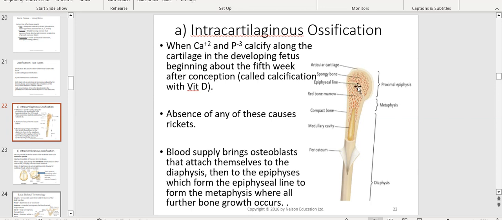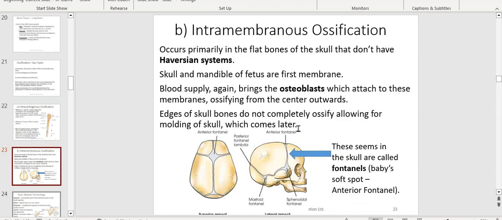You see that one right in there? That's what you're talking about right there. The epiphyseal line forms the metaphysis, where all further bone growth occurs. So bones grow here and expand from here, therefore expanding the length of the diaphysis as this moves out. So intercartilaginous here, we're talking about long bones, and you'll see here intramembranous ossification.